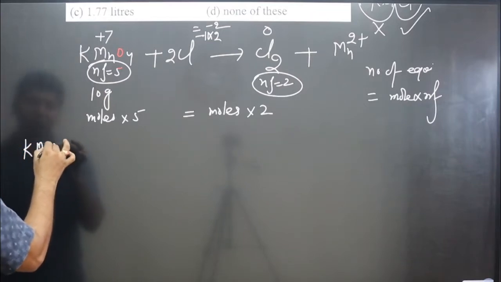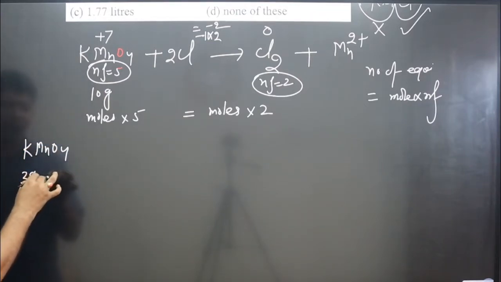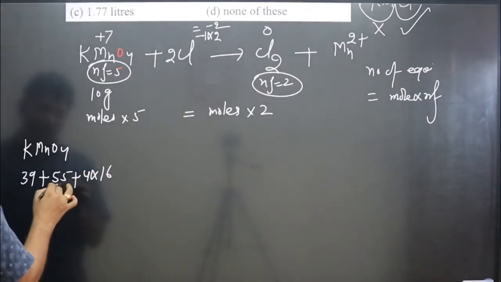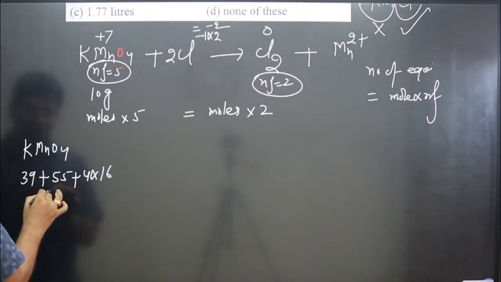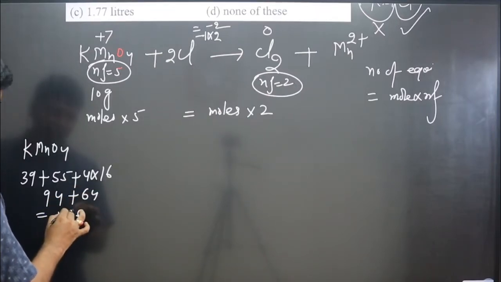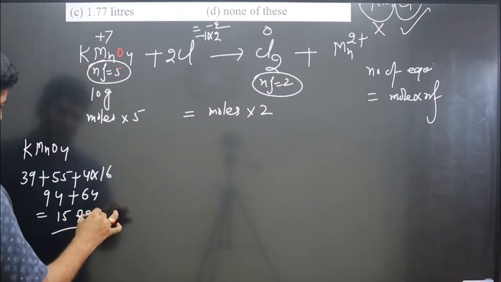For this we have to calculate the molar mass. Potassium is 39, plus manganese is 55, plus 4 oxygen. Each oxygen is 16, so 4 times 16 is 64. Adding up, 39 plus 55 plus 64 is 158 grams per mole. This is the molar mass we have.